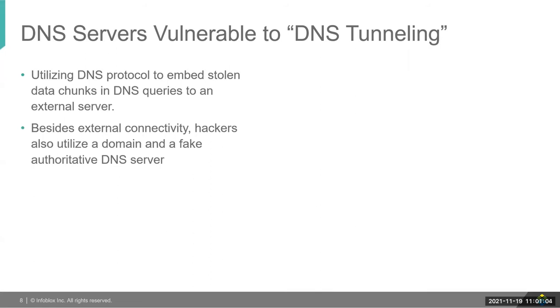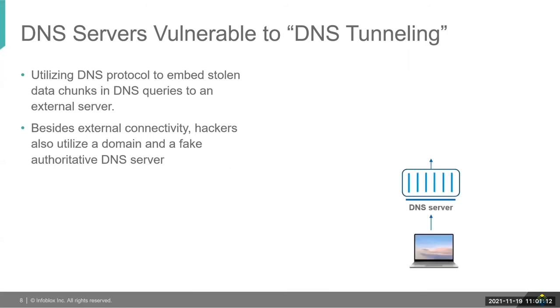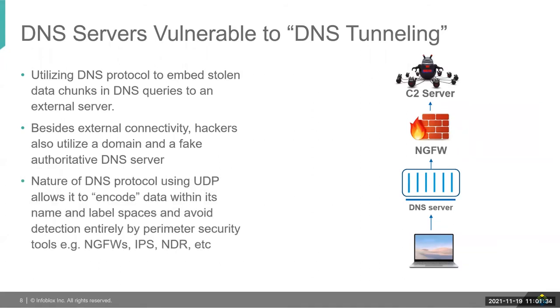Besides external connectivity, hackers also set up a fake domain and a fake authoritative DNS server. So the way it works is when the resolution goes through and passes through the DNS server, it can be examined by a next generation firewall, which typically has no clue if the DNS data packet is malicious or not. And finally it goes to a C2 server, which has been set up by the hackers themselves.